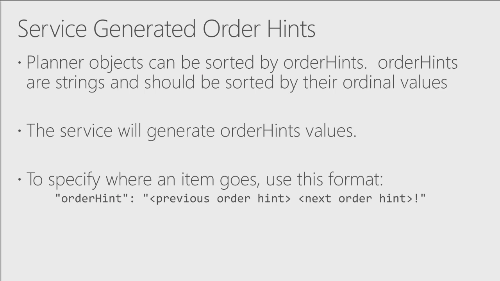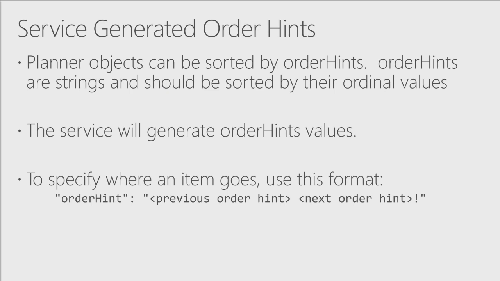The next bit is that we now do server-generated order hints. If you've been familiar with the API in the past, you could specify a string value for the order hint. Order hints are still strings, and you can still use them to compare the order of whatever your tasks are, or the order of the actual buckets themselves. But the way we treat them is very different. First off, as opposed to letting you specify any old generic string, the service is now going to generate the values for you.